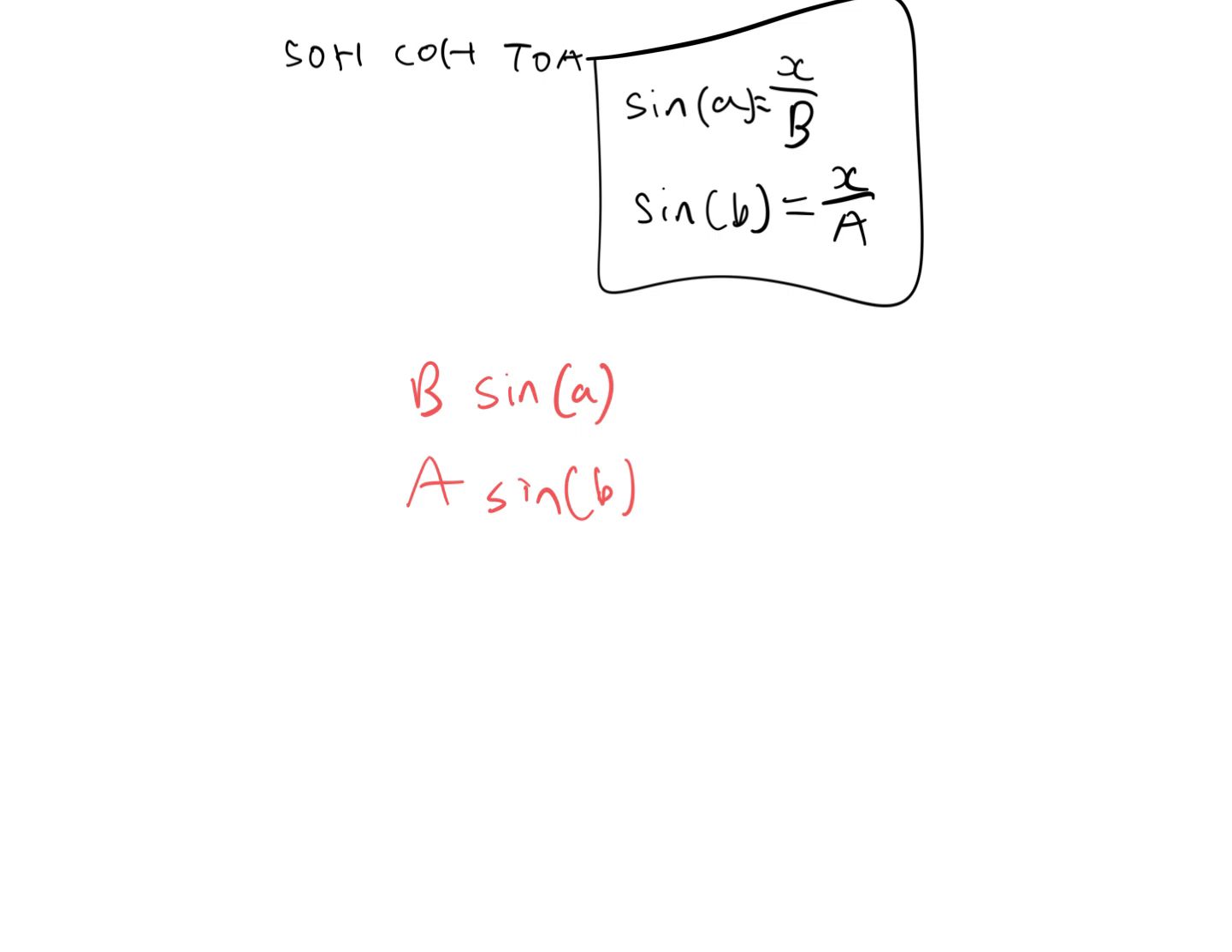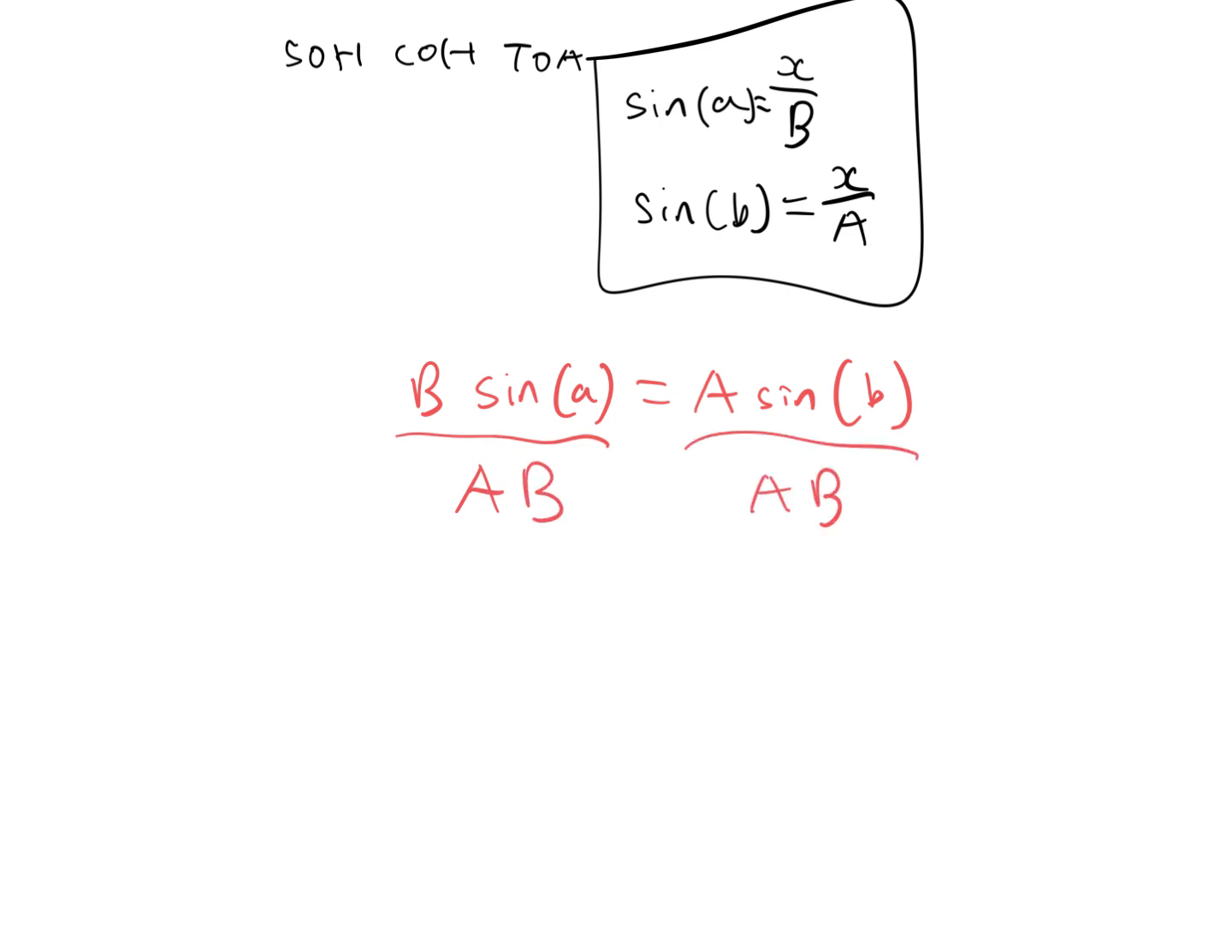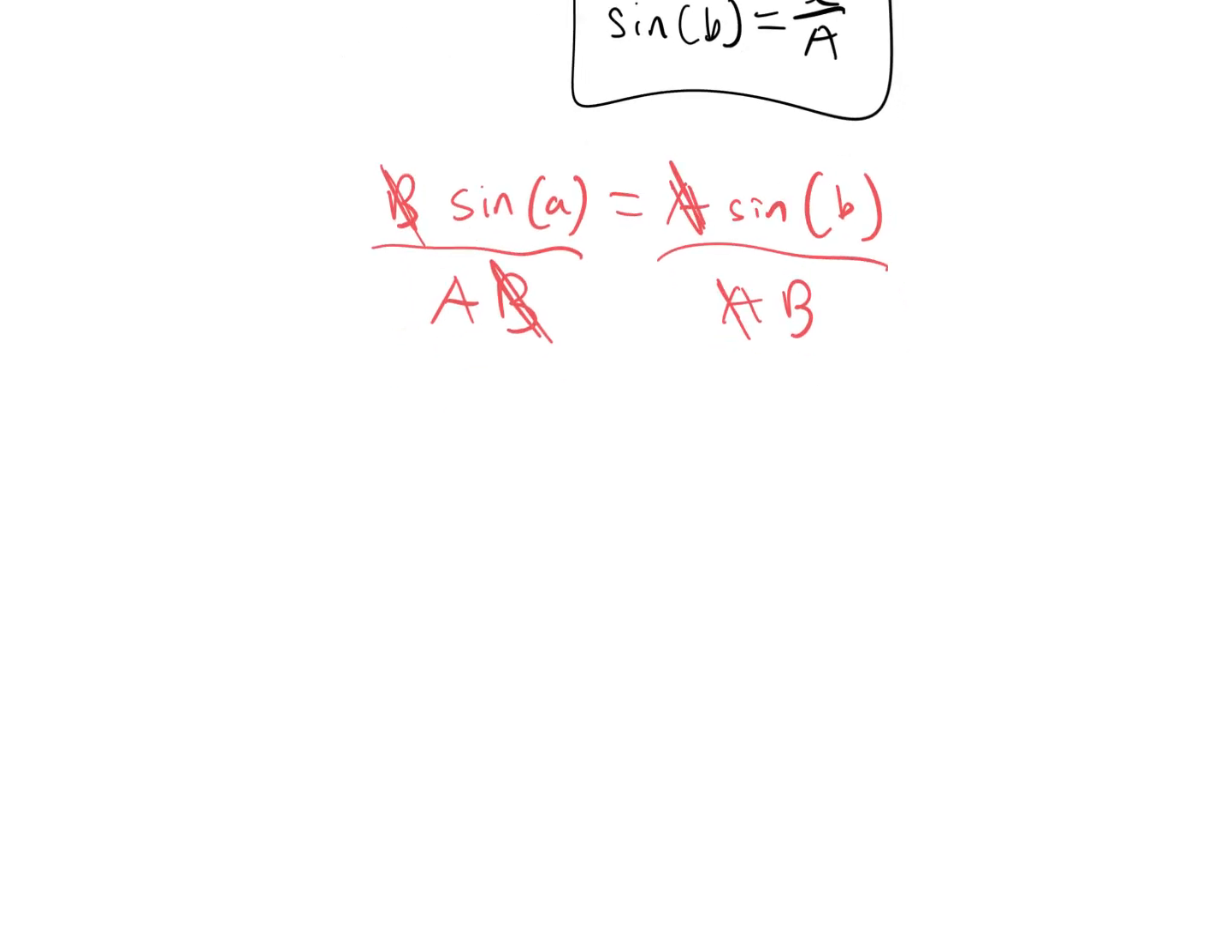Apologies. This is equal to A sine of B. Now if you divide both sides by A and B, so AB, then some of them cancel out, and we're left with sine of A over side A, and then sine of B over side B, and they are indeed equal. And this proves the law of sines.